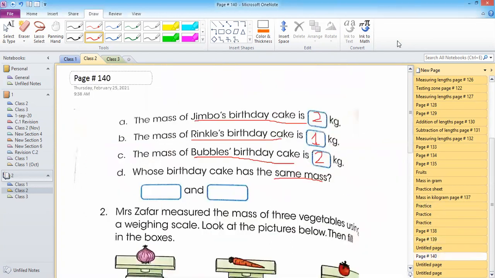I received the answers. Adam, very good. Hamedo, very good. That's very good. So this is the answer, guys.